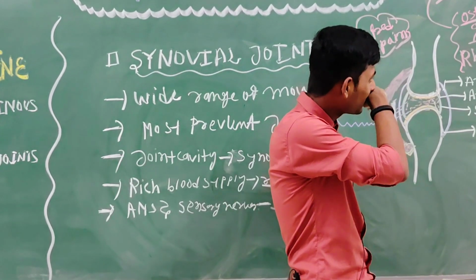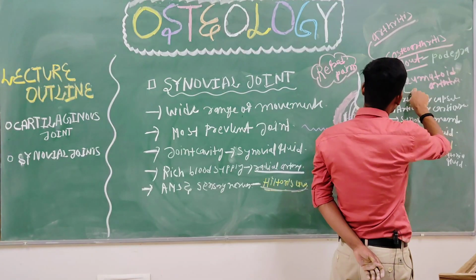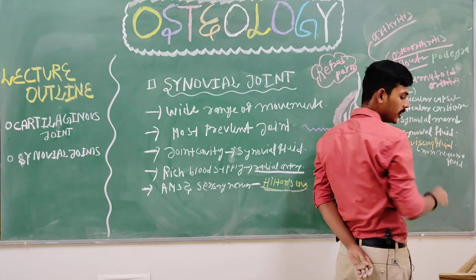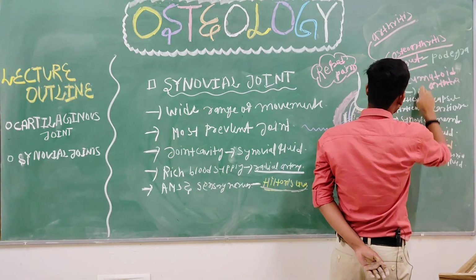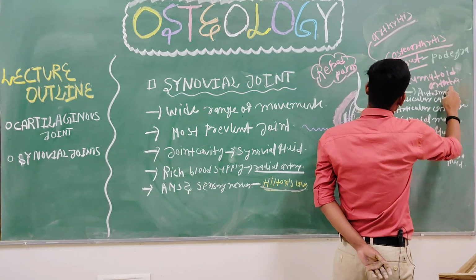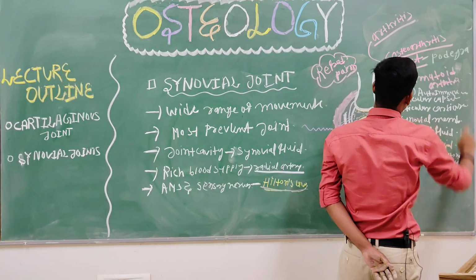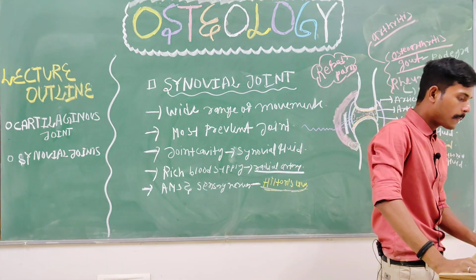That is rheumatoid arthritis. Understanding? Rheumatoid arthritis is an autoimmune type of arthritis. Write down: it's attacked by the body's own immune cells. It's an autoimmune arthritis, okay. Autoimmune arthritis, no problem.